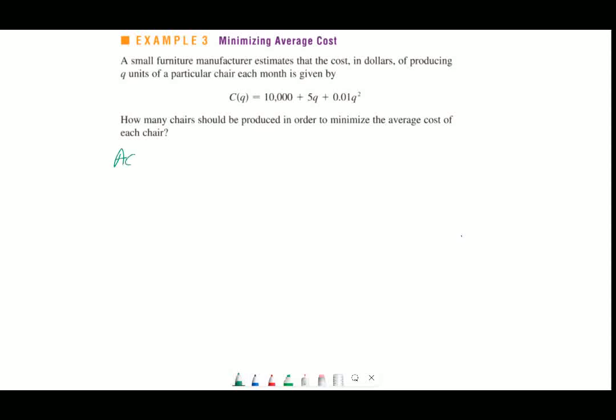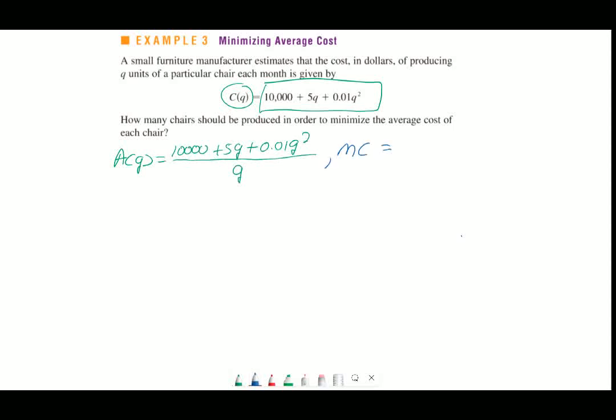So average cost per function is my total cost. That's my total cost, and it equals this amount, 10,000 plus 5Q plus 0.01Q squared, and we divide that by how many units we make, which is Q units, and that is my average cost. My marginal cost is equal to the derivative of the cost function.